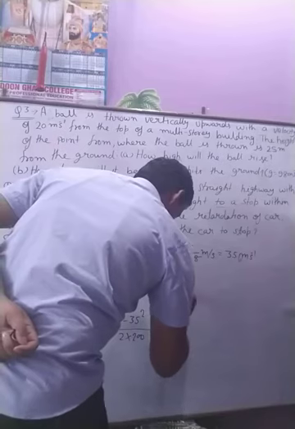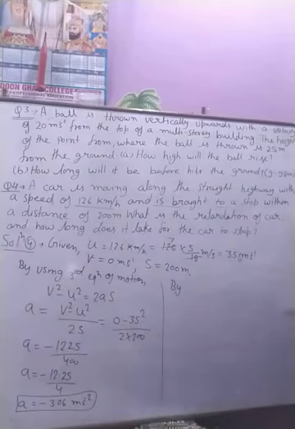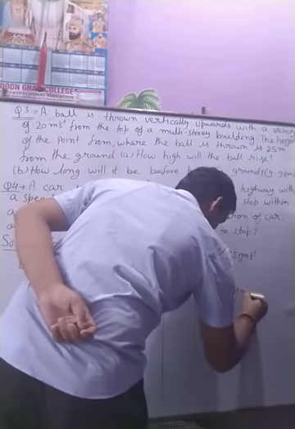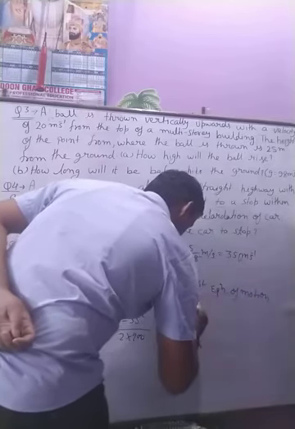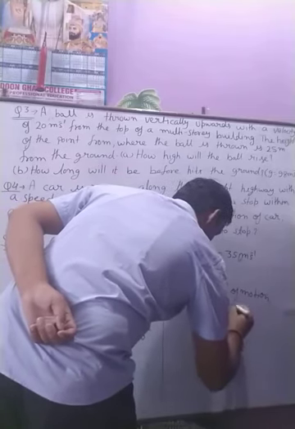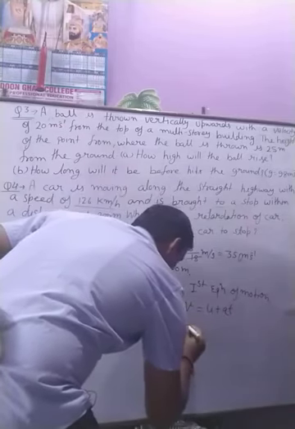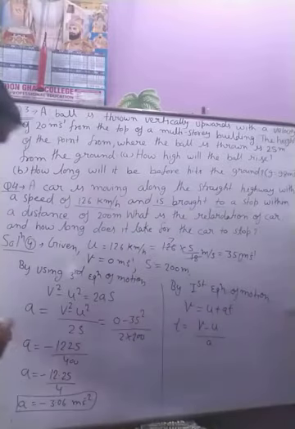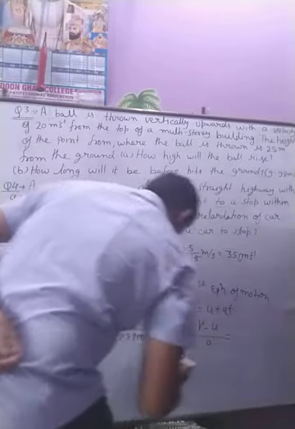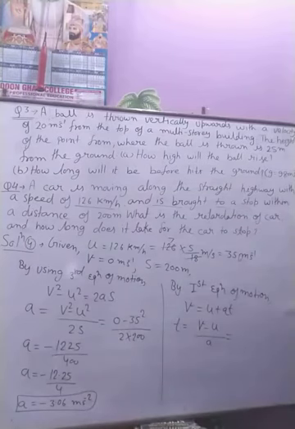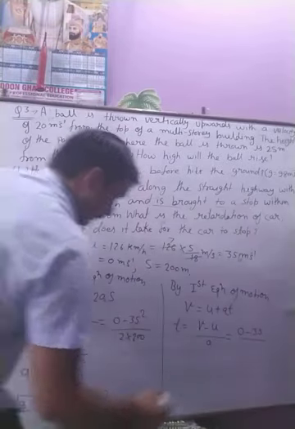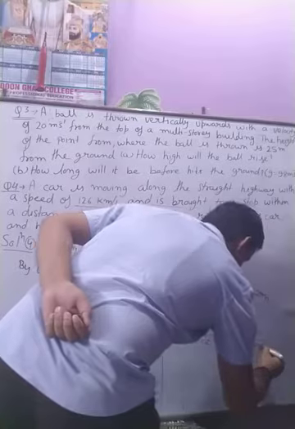Now we need to calculate the time to stop. Therefore, by first equation of motion, we have v equal to u plus at. Therefore t is equal to (v minus u) upon a. Clear? So here we have 0 minus 35 upon minus 3.06. Okay.